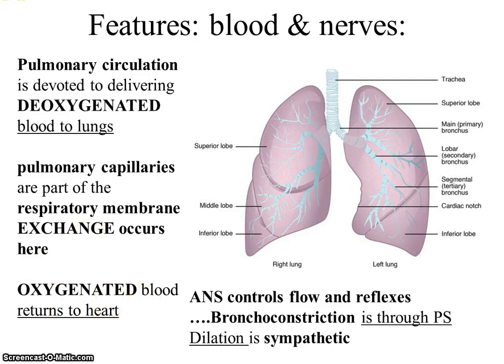So oxygenated blood then returns to the left side of the heart. The autonomic nervous system controls flow and reflexes for controlling, again, the movement of this air. Bronchoconstriction is through the parasympathetic, and dilation is through the sympathetic. So again, this makes sense because sympathetic is fight or flight, and when you are in fight or flight, you need more energy. More energy means more oxygen, right?